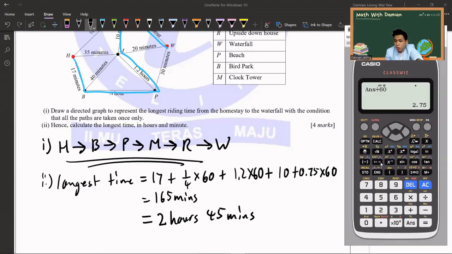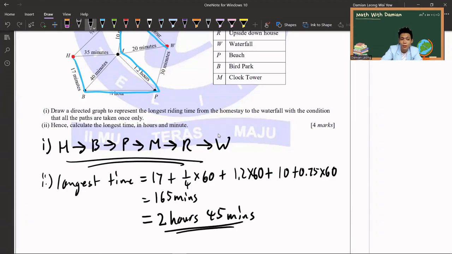If you need to, you can even use this. Degree and minute is the same as your hours and minutes, the measurement of it. So that's a quick way for you to get hours and minutes also.